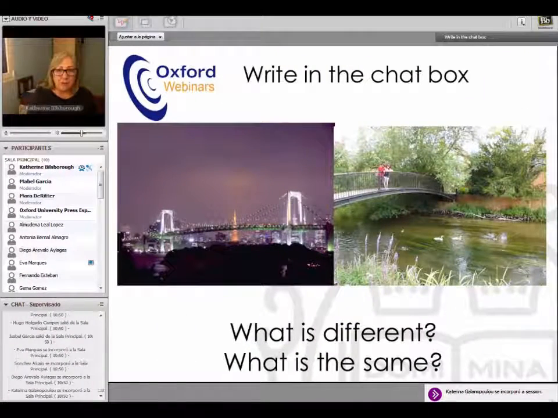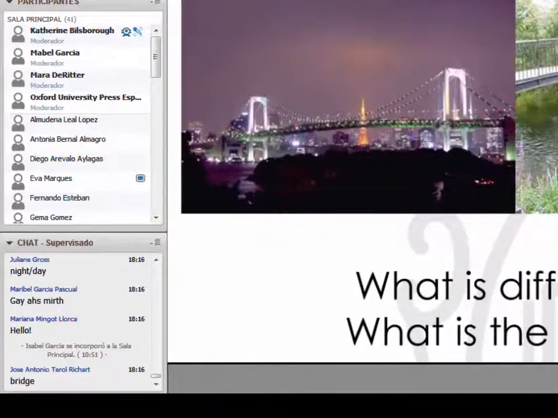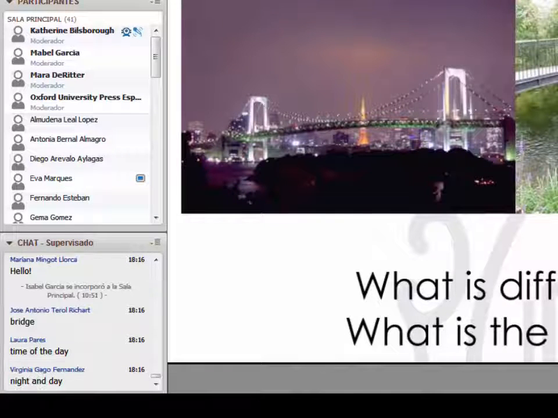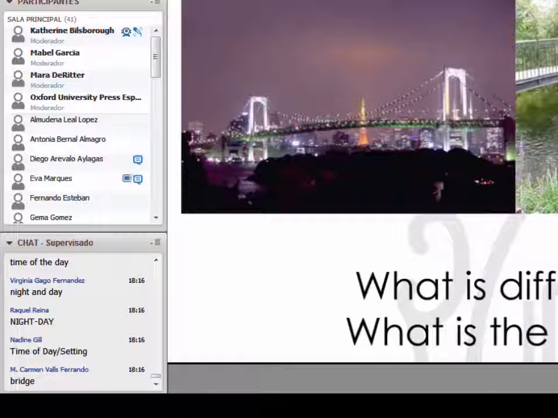And here I've got two photographs. And I simply would like you to have a look at the two photos and then in the chat box write something that you think is different about these pictures and something that you think is the same. Very often in class books we talk about differences, but we don't always talk about what's the same. Okay, so this is an activity where we can talk about both of those things.